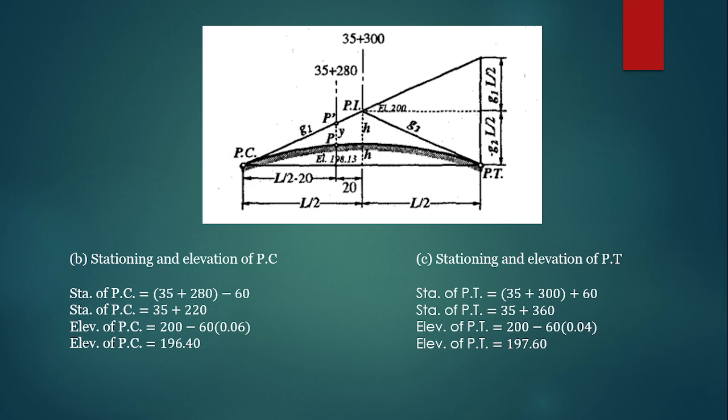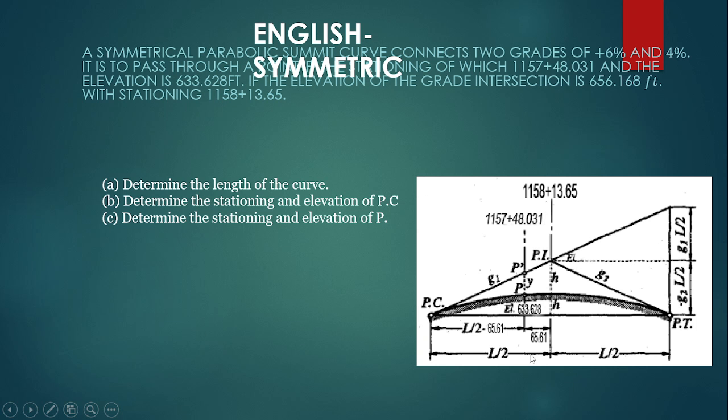So, yun, minus 60. Plus 35 plus 220. Ayan. PC natin, 196.40. Stationing of PT is 35 plus 300 plus 60. So, elevation of PT is 197.60.